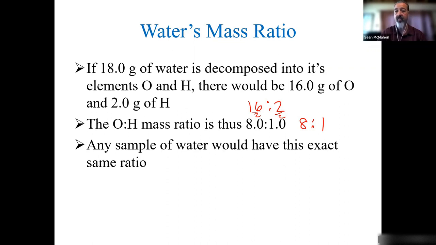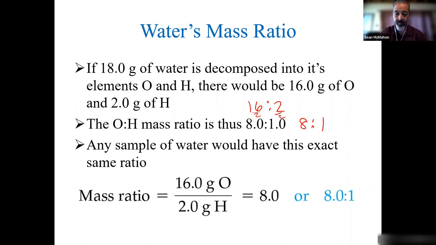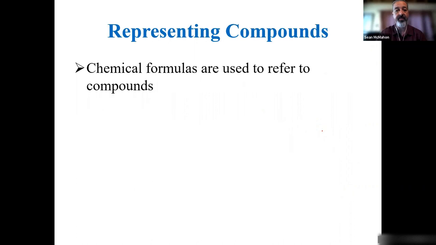And any sample of water will produce this if it's a pure substance. Realize that tap water is typically not a pure substance. It'll have salts in it, so it will be considered a homogeneous mixture. You would have to have deionized, or what's referred to as distilled water, to get this perfect ratio. But essentially, that's the mass ratio.